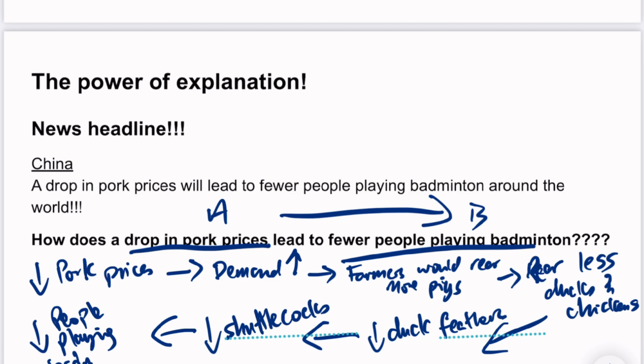So you can see now how powerful an explanation really is, to the point that it can link two seemingly unrelated topics together. All right? So that's how important an explanation is.